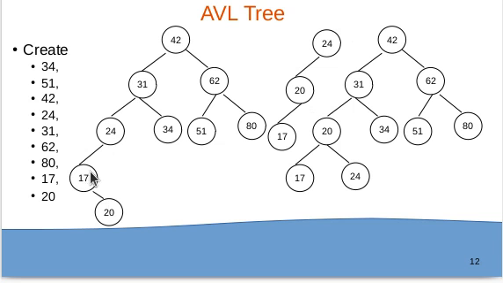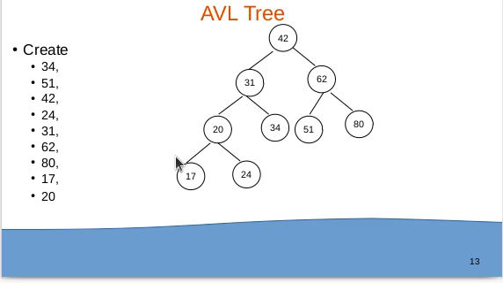So 20 will be here, 17 will be here, and then finally 20 will be the root and 24 will be the right child of 20. So this is a balanced AVL tree. So after 20 we get this tree. So this is the final tree.